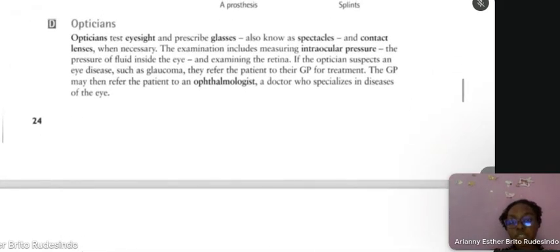Opticians. Opticians test eyesight and prescribe glasses, also known as spectacles, and contact lenses when necessary. The examination includes measuring intraocular pressure, the pressure of fluid inside the eye, and examining the retina. If the optician suspects an eye disease, such as glaucoma, they refer the patient to their GP for treatment. The GP may then refer the patient to an ophthalmologist, a doctor who specializes in diseases of the eye.